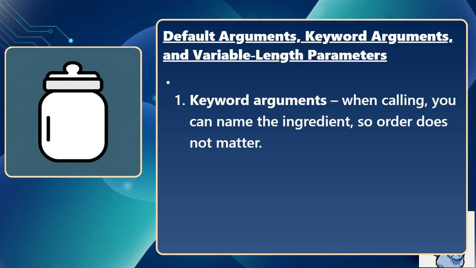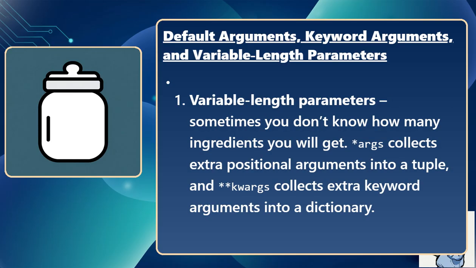2. Keyword arguments. When calling, you can name the ingredient, so order does not matter. Call greet with name equal "Eve" and greeting equal "hey". 3. Variable length parameters. Sometimes you do not know how many ingredients you will get.